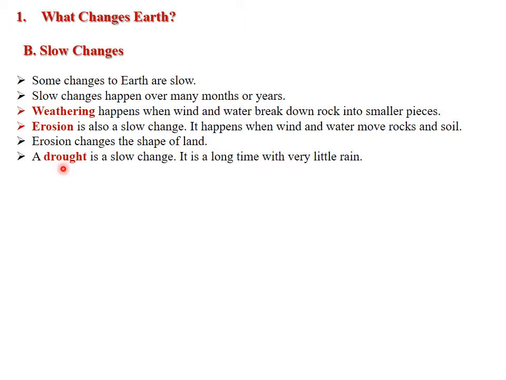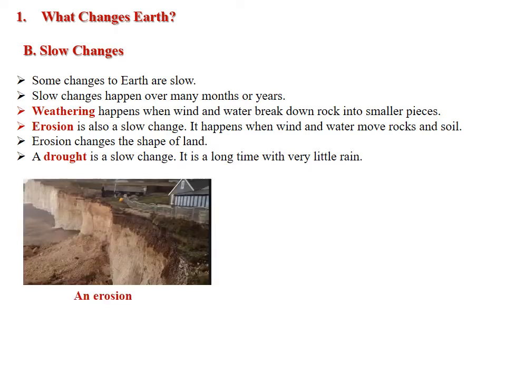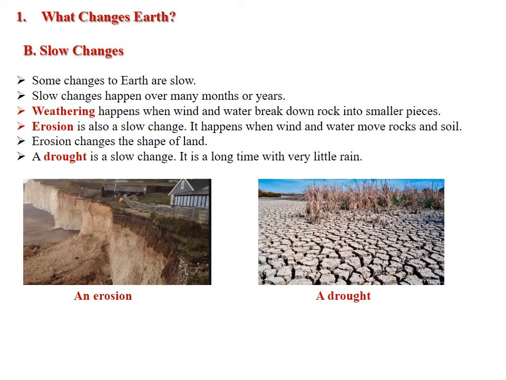A drought is a slow change. It is a long time with very little rain. The land gets very dry, streams and ponds may dry up, and wind may blow away the soil. Now the first picture shows an erosion, and the second picture shows a drought. Now we are going to watch a short video that explains floods and droughts.